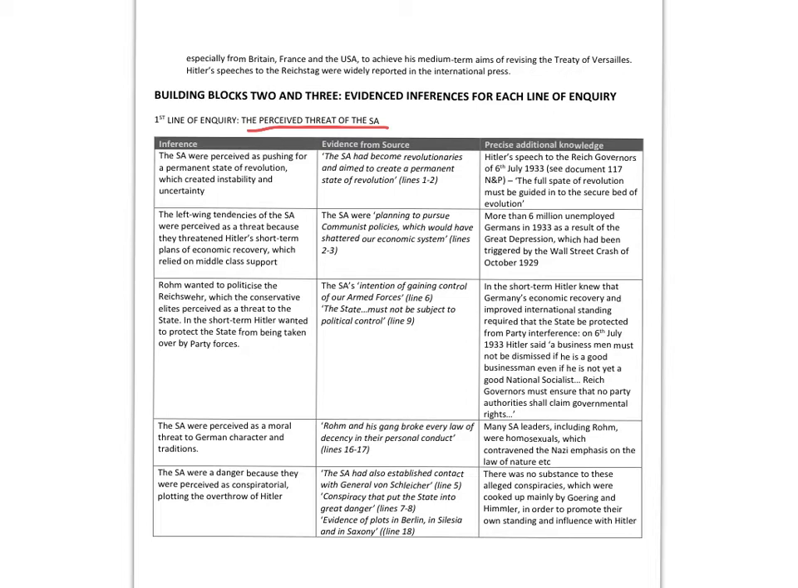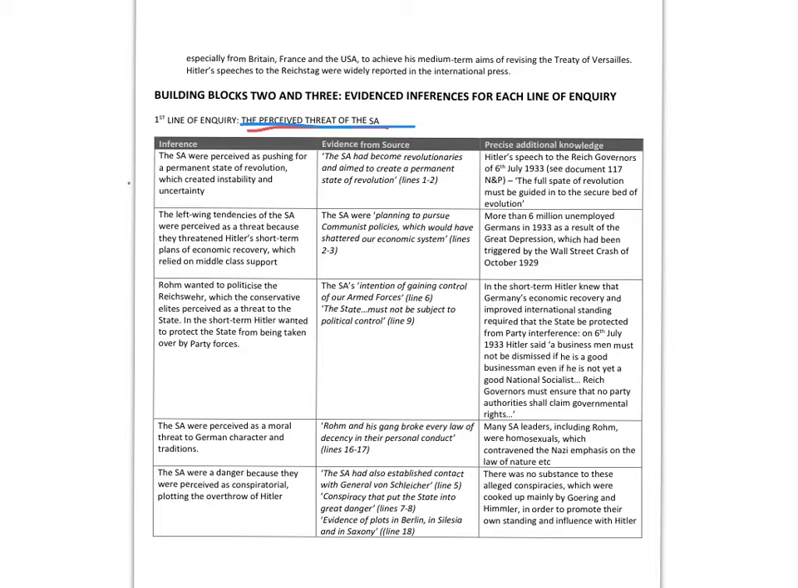Remember, we did it in different colours. This first one we did in blue, so I'll just change back to blue. So the perceived threat of the SA in blue. Remember what we did? We identified four points, but I've actually broken them down into five. And there are our inferences.